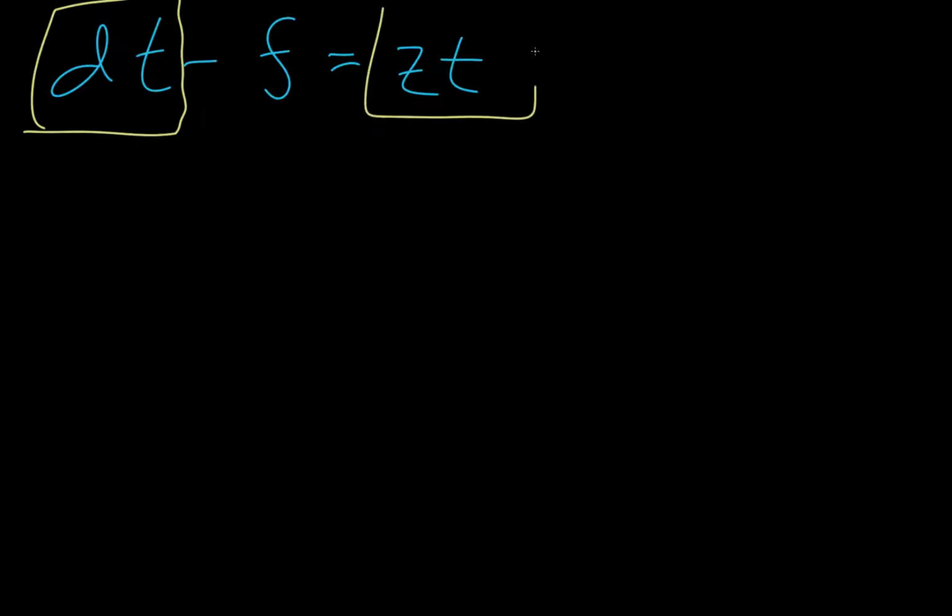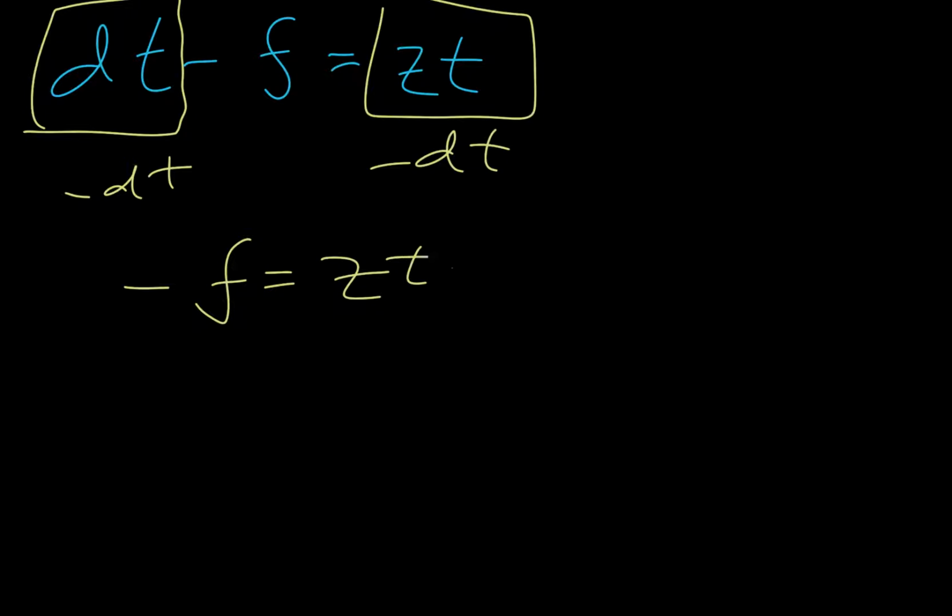Let's see, dt minus f equals zt. Okay, just like in the ones we were doing with numbers, if we have two things that are common terms, we need to combine those before we do SADMAP. So I'm going to subtract dt to get the t's on the same side. So we have negative f equals zt minus dt.